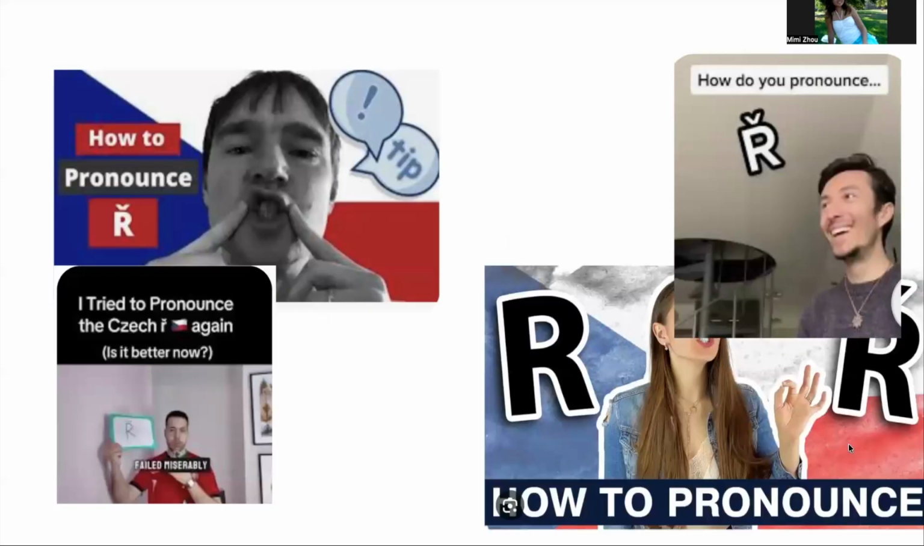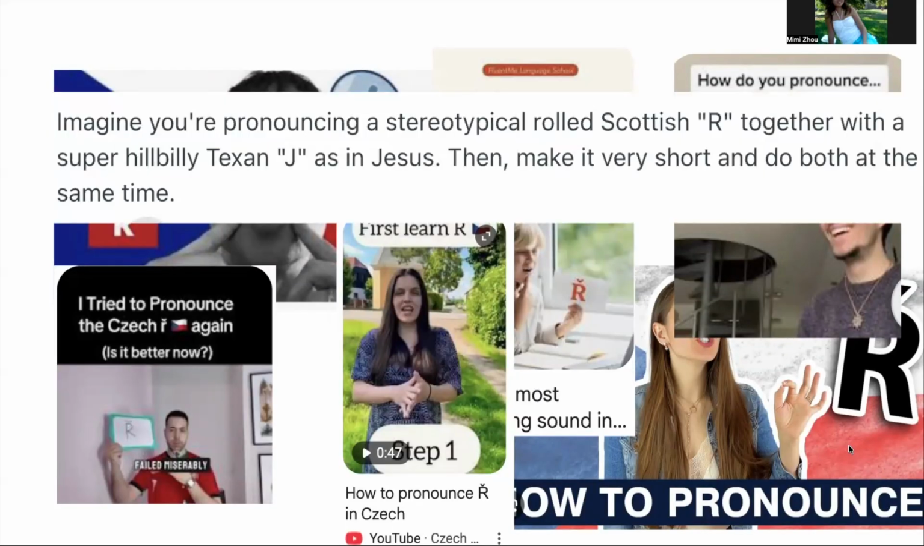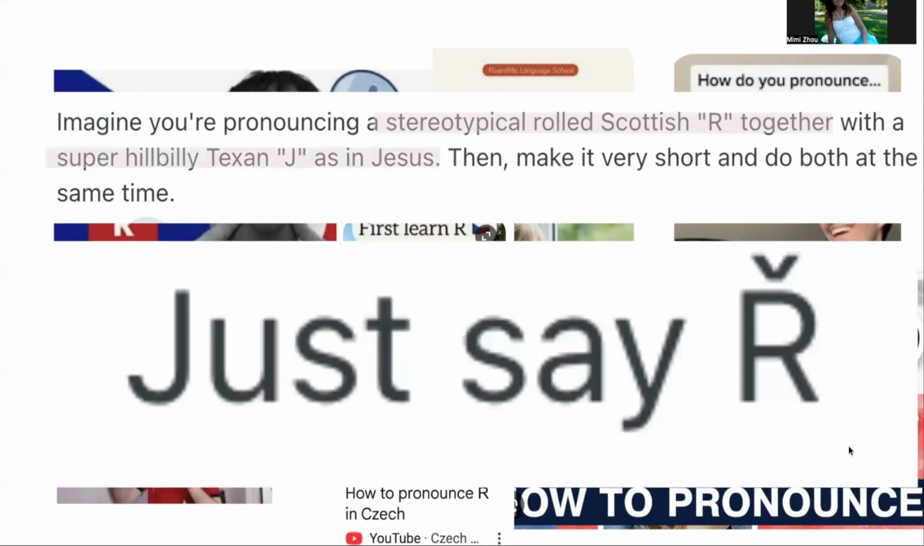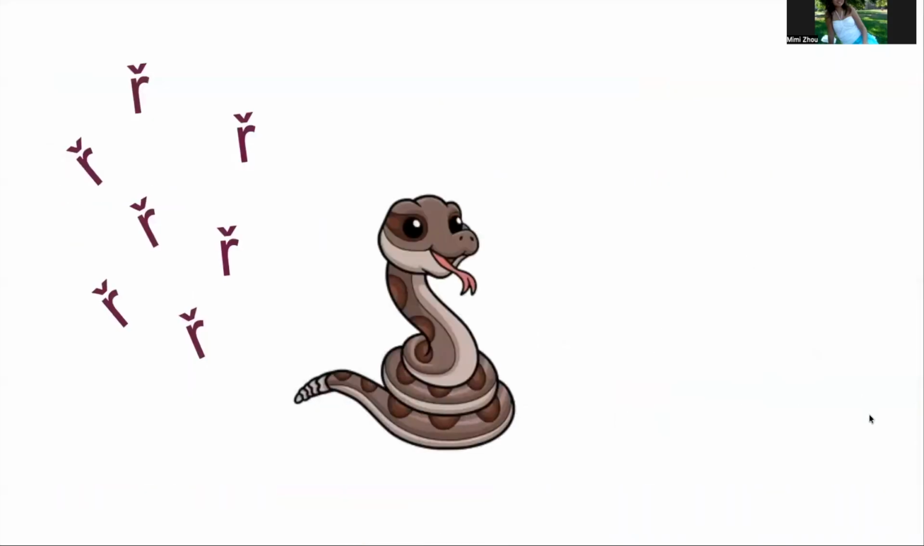Well, there are many different tutorials online. Some draw very interesting comparisons, and others are a little too straightforward. Here is the most clear one that I found. You begin by rolling an R, and then close your teeth together while continuing the rolling of the R. It's still very difficult and can take years to get the right sound. It kind of sounds like a rattlesnake's rattle.